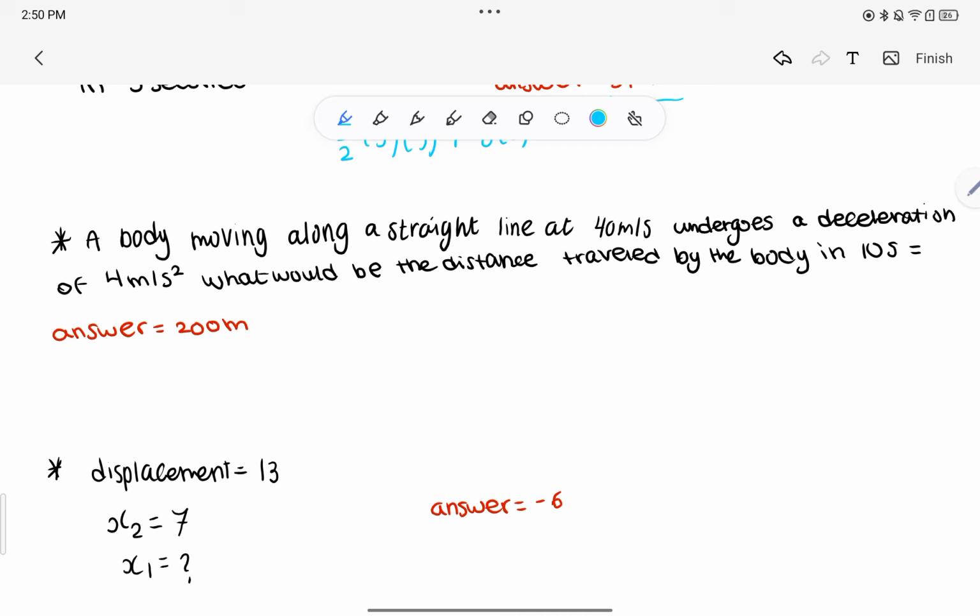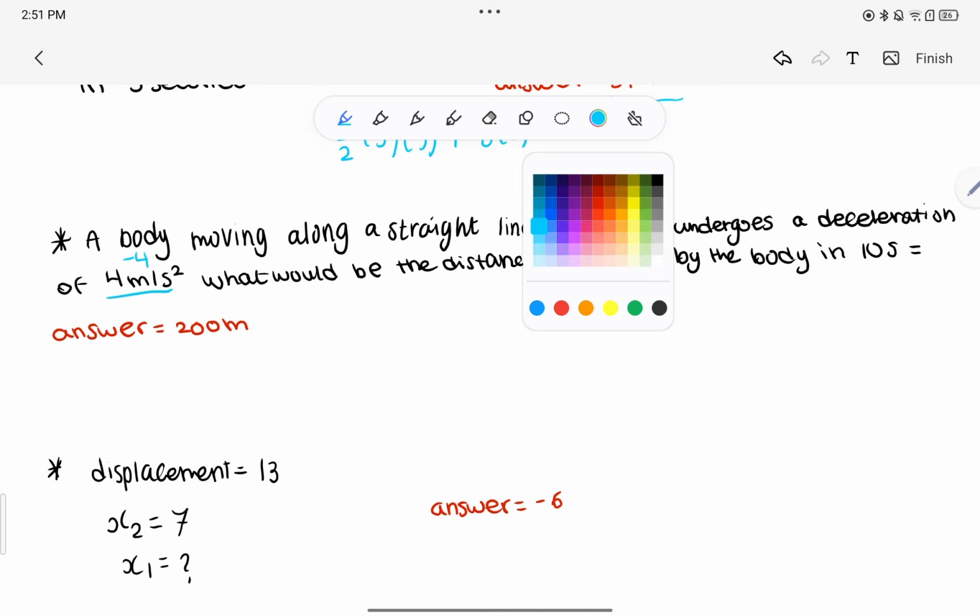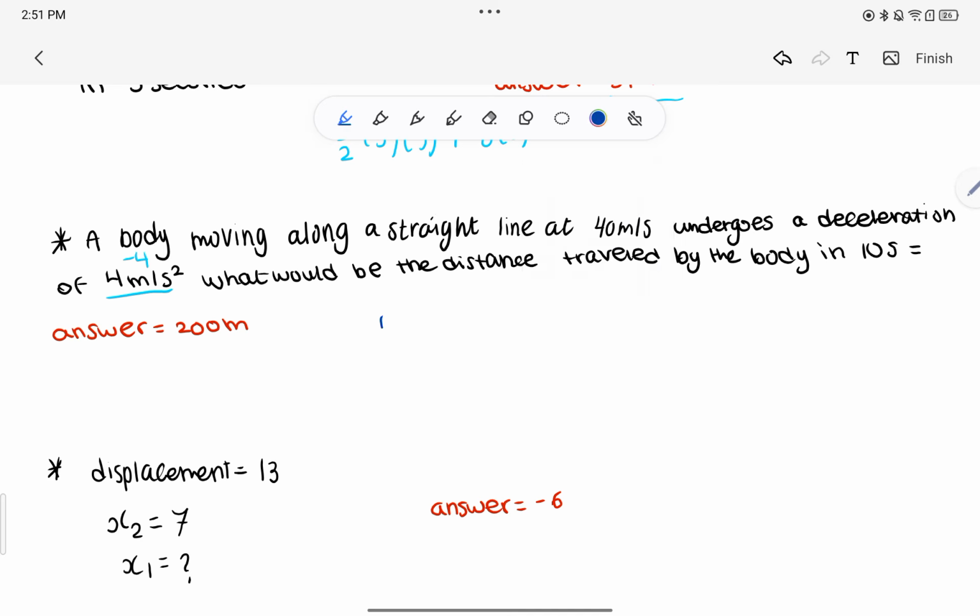Now, a body moving along a straight line at 40 meters per second undergoes a deceleration of 4 meters per second squared. Deceleration means -4, because they said deceleration. What would be the distance traveled by the body in 10 seconds? So of course, we're going to use 1 over 2 a t squared plus v initial, which is 40, times 10, which is equal to 200.